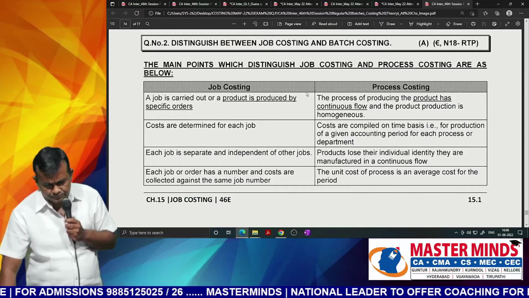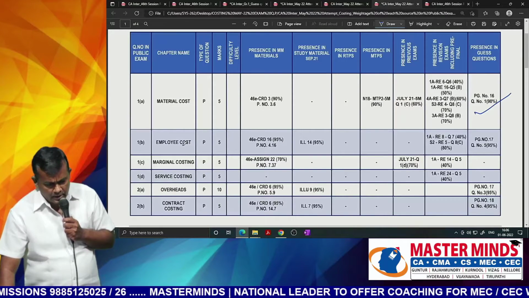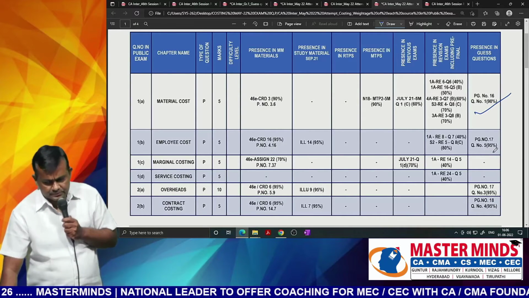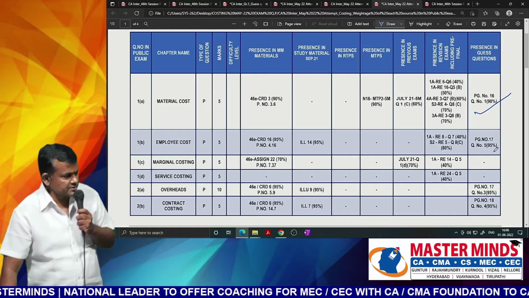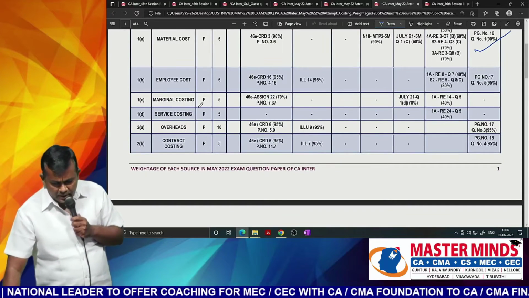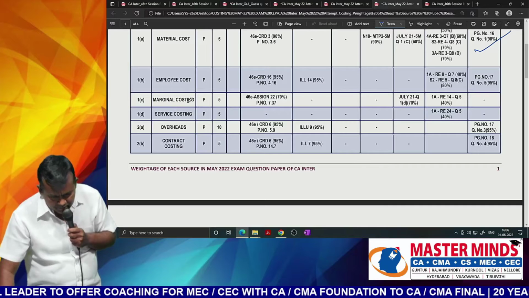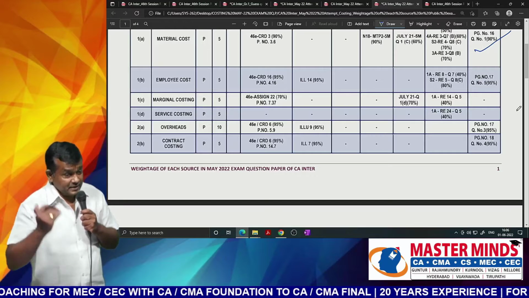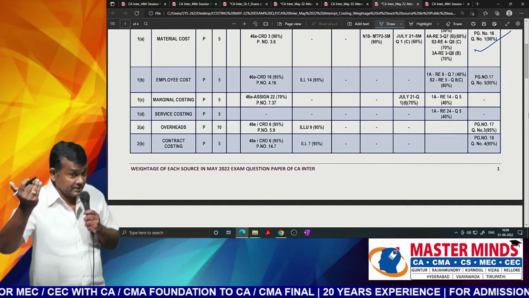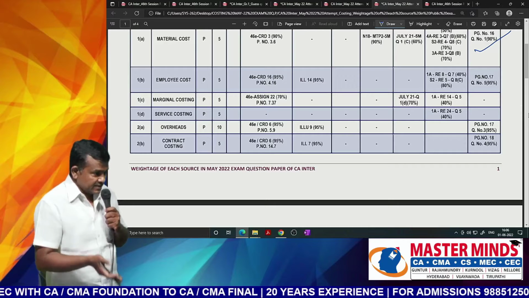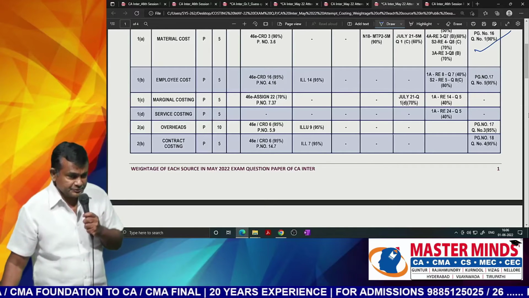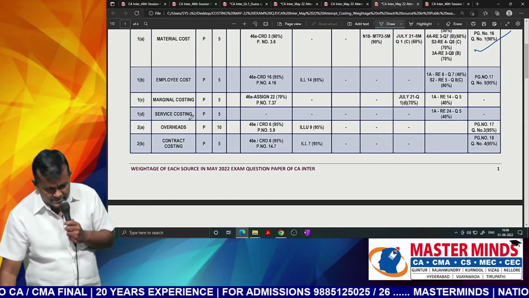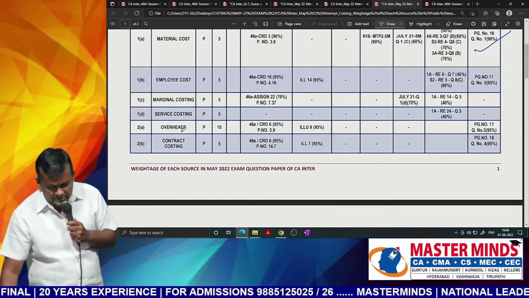Next, employee cost. Question number 5, 95%. Just amounts are changed. In marginal costing, sir, here, decision making in our classroom was based on the indifference point model, but in the examination, it is profit motive. So you can select any option. Next, service costing, nil, sir.